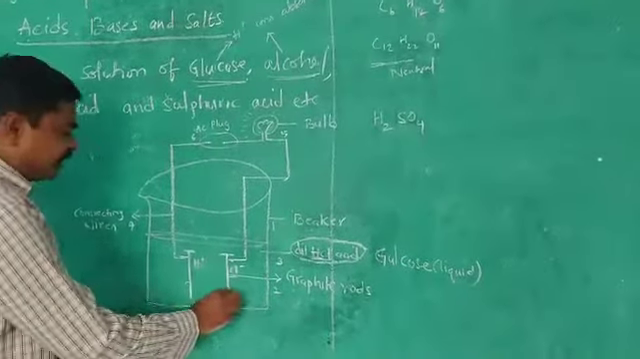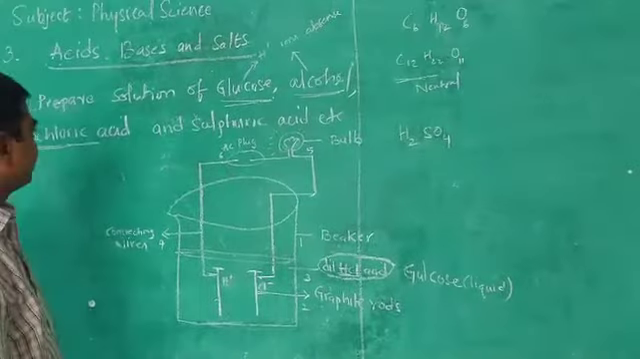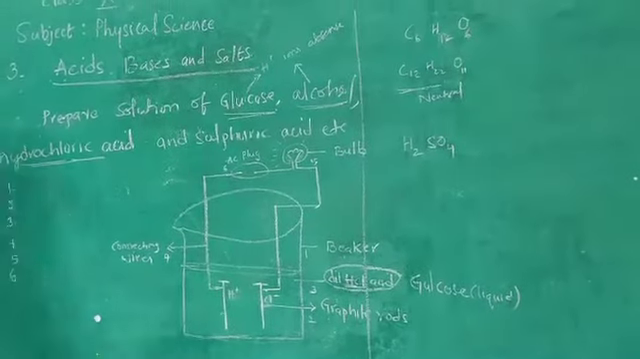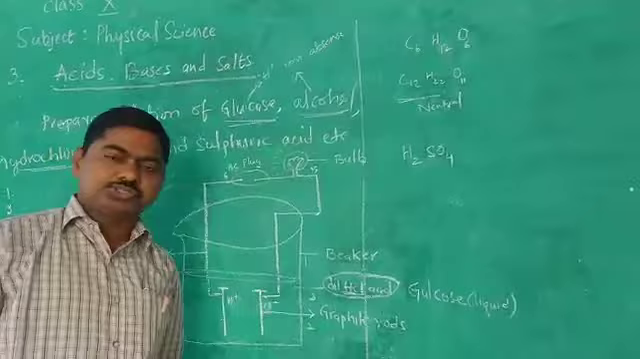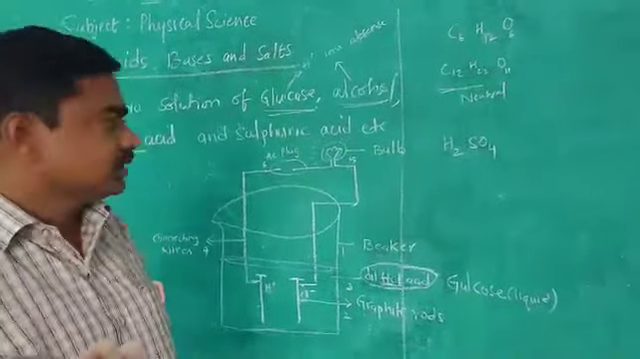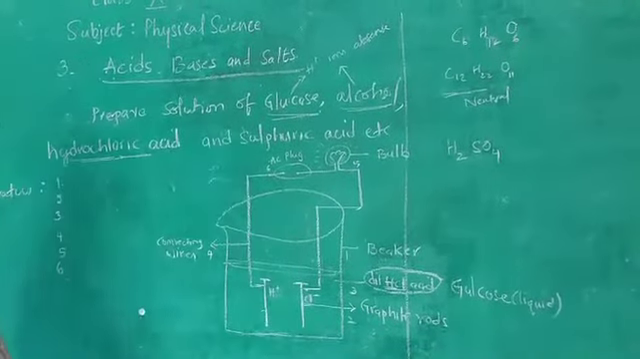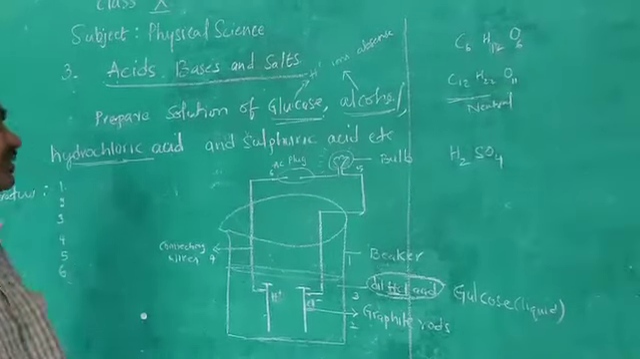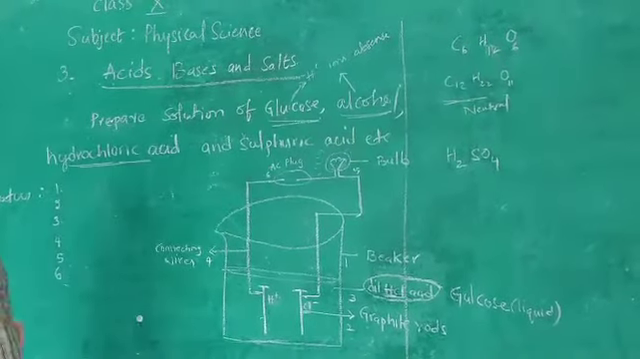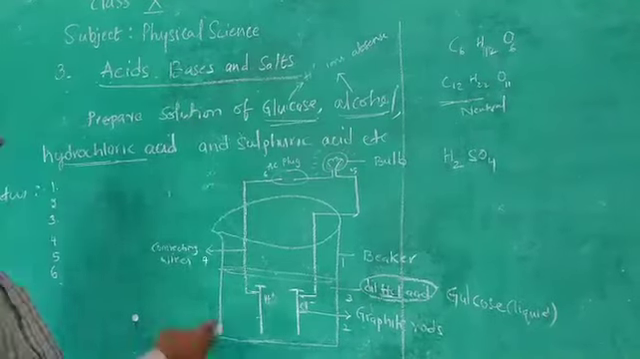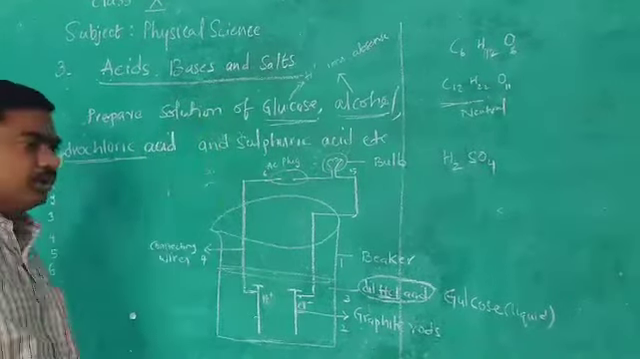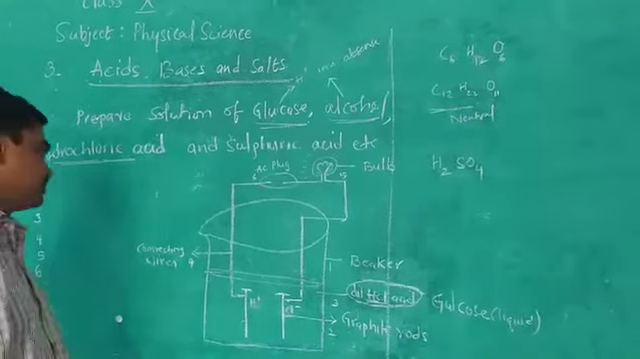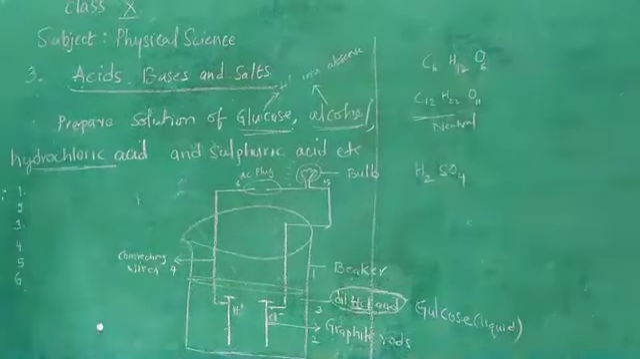From this experiment, what are we knowing? We are knowing that molecules will be dissociated. Next, we are knowing about concentration. And we are knowing about the substances which do not have H plus ions. Yes, alcohol and glucose will not have H plus ions. From this we will stop here, children.